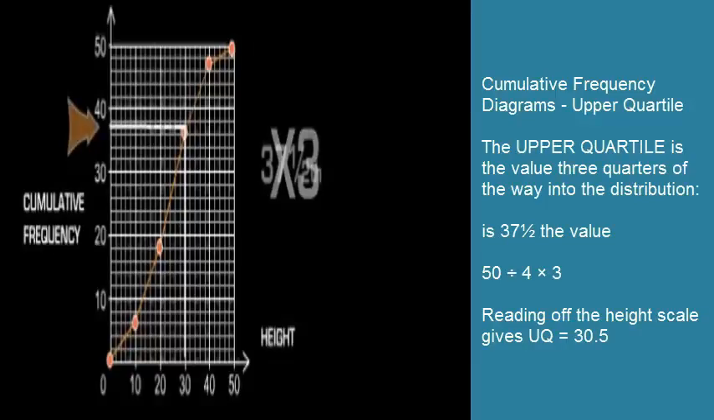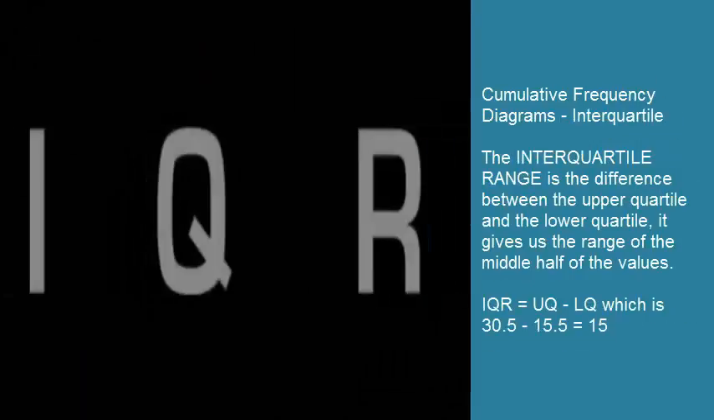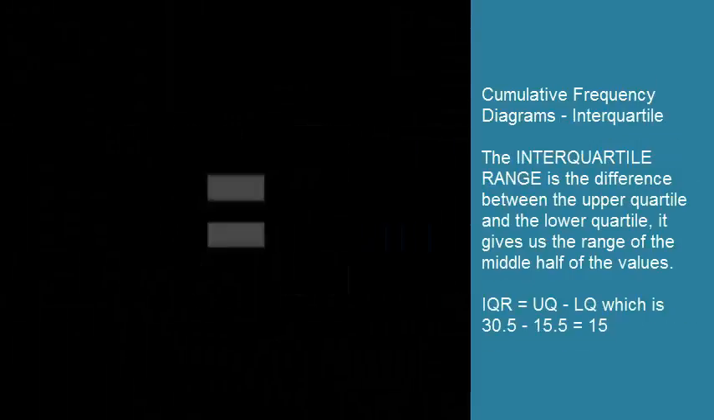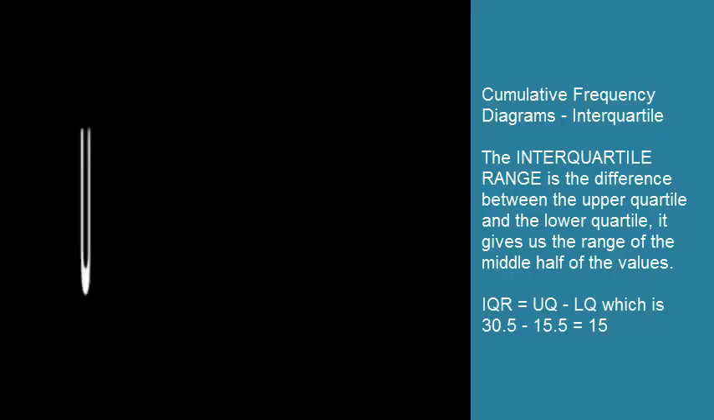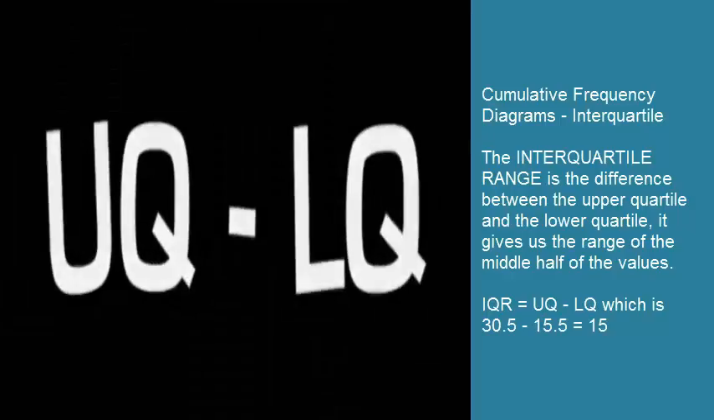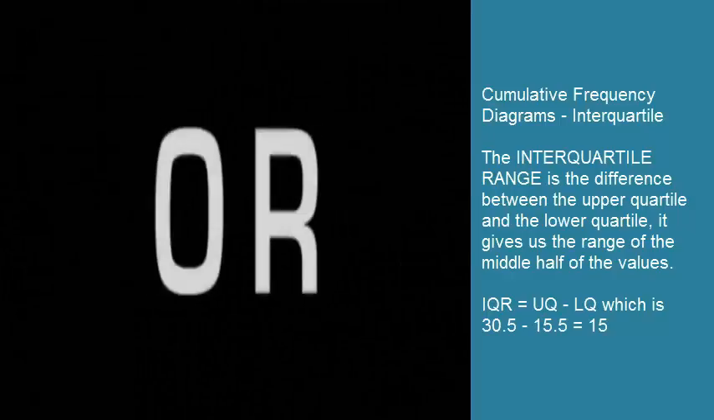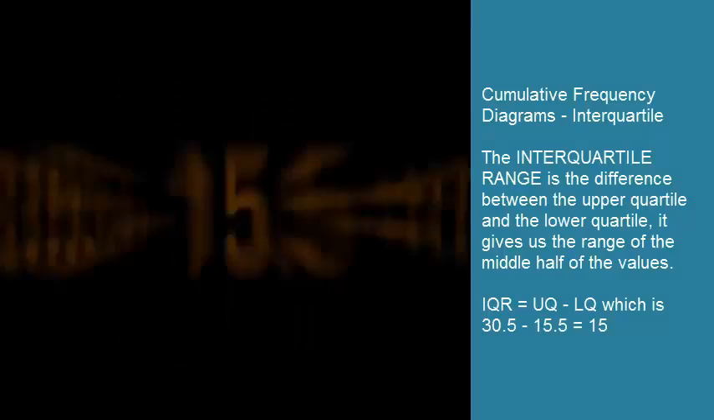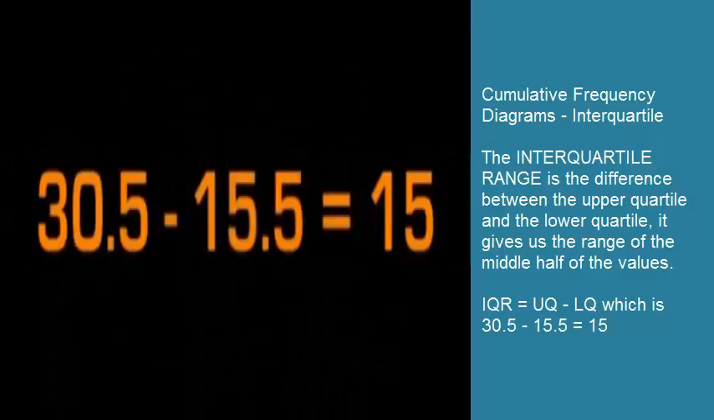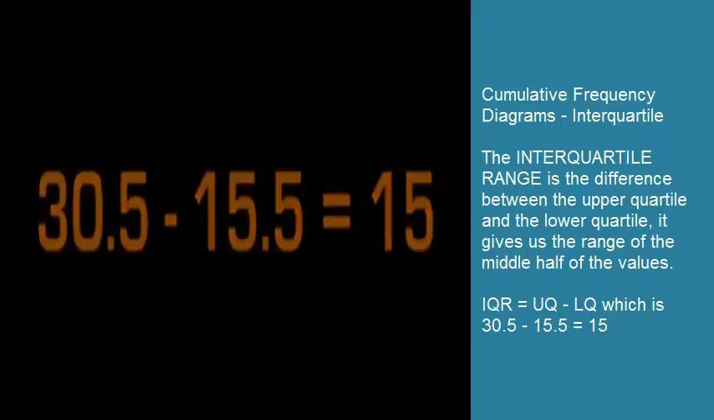The upper quartile is the value 3/4 of the way into the distribution, the 37.5th value, 50 divided by 4 times 3. Reading off the height scale gives upper quartile equals 30.5. The interquartile range is the difference between the upper quartile and the lower quartile. It gives us the range of the middle half of the values. IQR equals UQ minus LQ, which is 30.5 minus 15.5, which equals 15.